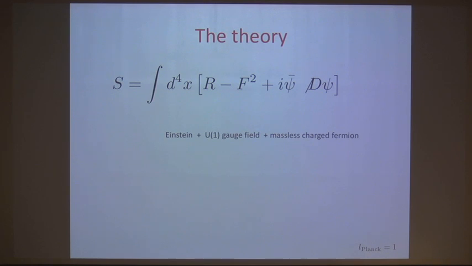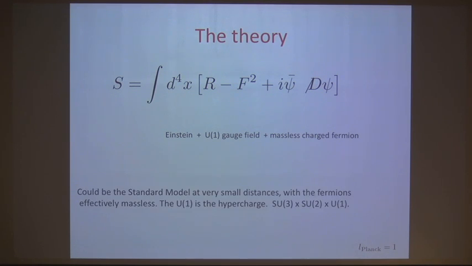Now, these elements are very simple, and they are even present in the standard model. In the standard model we have a U(1) gauge field, which would be the U(1) of hypercharge, and we also have fermions. The fermions in the standard model are massive, but if we go to short enough distances, they are effectively massless. And so we'll be in that regime where, let's say, we could consider solutions at very short distances.